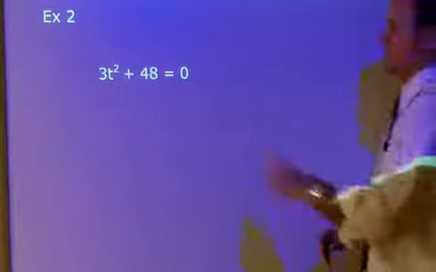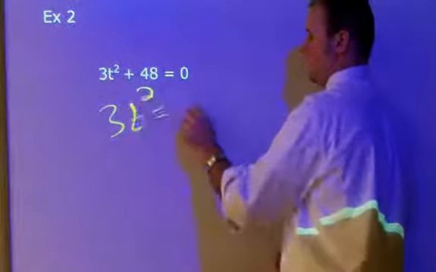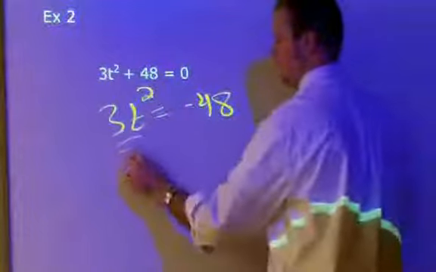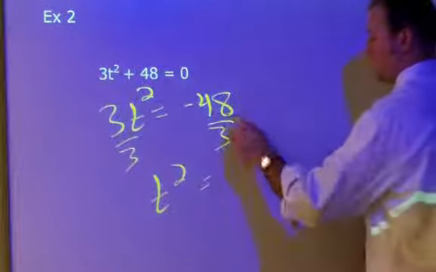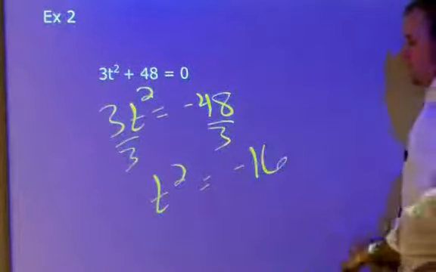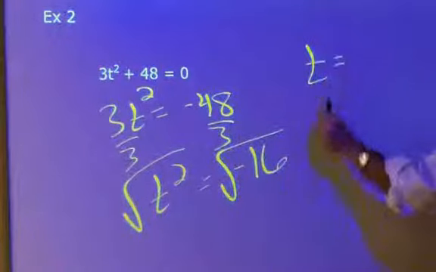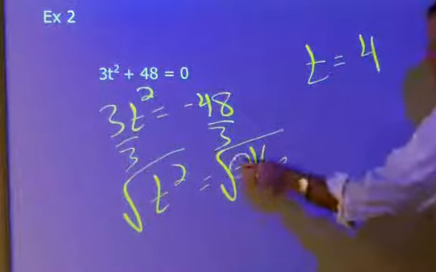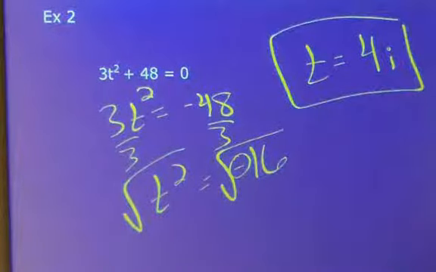Alright, let's solve it again. So we know we're going to subtract 48, so 3t squared equals negative 48, divided by 3. t squared equals negative 16, square root. t equals square root of 16. You guys know this, it's 4. Square root of negative 1 is i. t equals 4i.